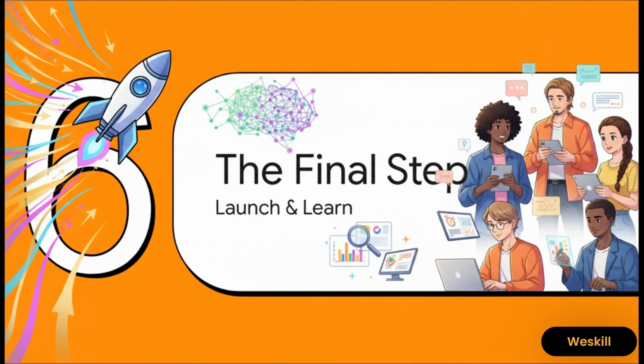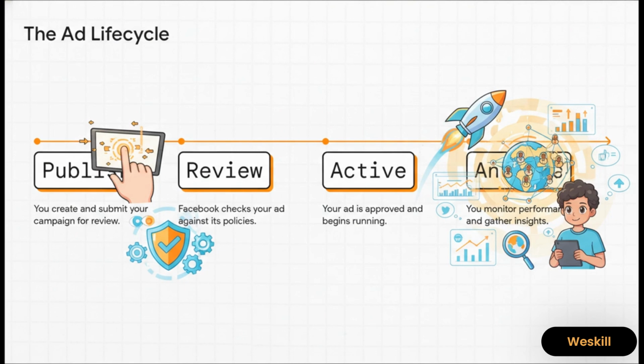And now for the final stage. You've built your campaign, you've defined your audience, you've crafted your ad, you hit that publish button, but the work isn't over, not by a long shot. In fact, maybe the most important part is just getting started. So once you publish, your ad goes into a quick review just to make sure you're following the rules. Then, boom, it becomes active and starts reaching people. This is when your job switches to analysis mode. You start watching the data roll in to see what's actually working and what's not.